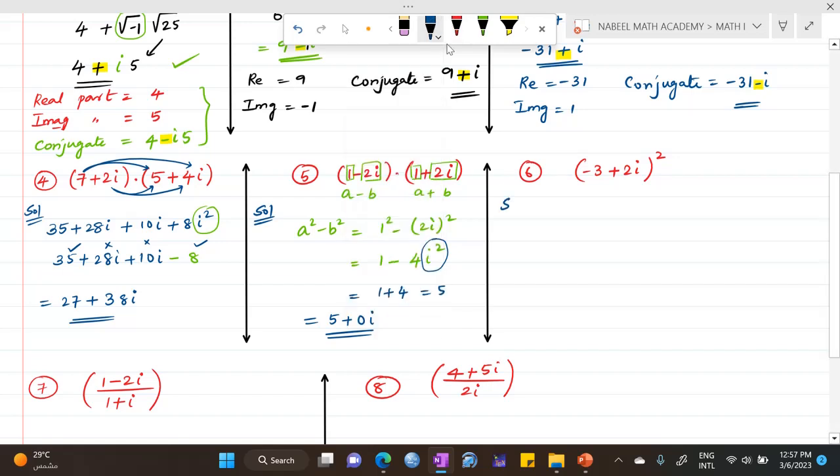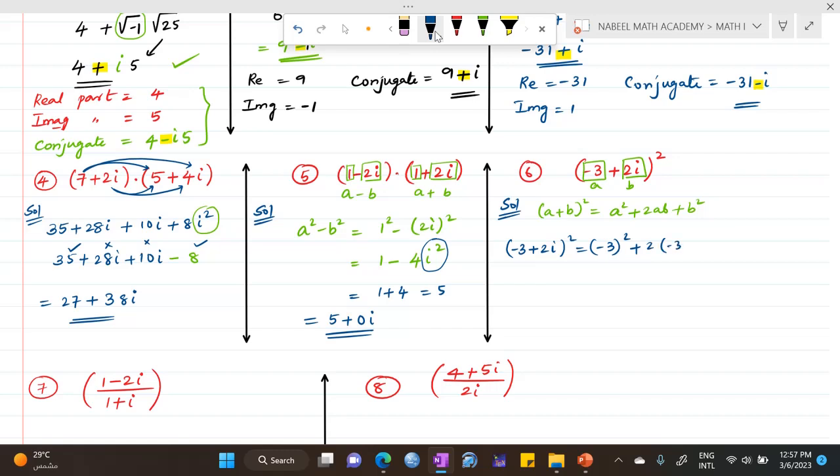Now the next one, here a whole square is given. This is the same thing, we will do it with the special formula. What is the special formula for this? It is a plus b whole square, which is given by a square plus 2ab plus b square. Therefore, this can be expanded using this rule. Now, as per the rule, I just substitute a and b. You will get minus 3 plus 2i whole square. Now, if you apply this rule, minus 3 whole square plus 2 times minus 3 into 2i plus 2i whole square.